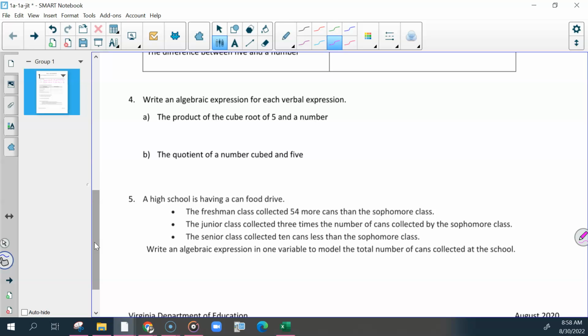For number 4, part A, the product of the cube root of 5 and 800. What do we have there? Plus x. Where does it tell us to add? With the "and." So this "and" goes with the product of, it's saying those two things are being multiplied together. So we're not adding.